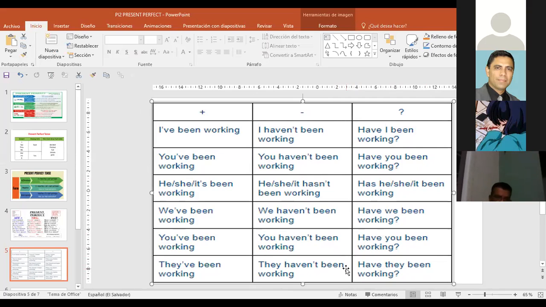Have we been working? We haven't been working. Have you been working? You haven't been working. They've been working. They haven't been working. Have they been working? Okay, it's a little bit hard sometimes. Don't get confused with the we've, you've, they've, but let's try, okay? Let's repeat the first one.